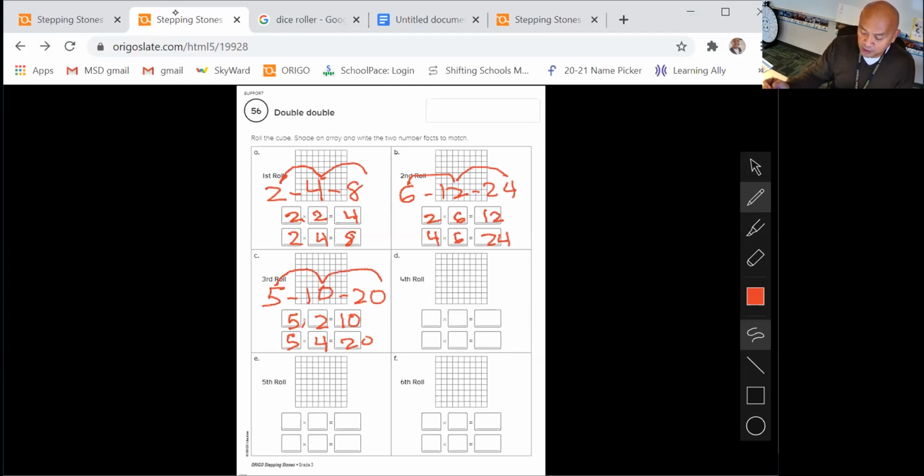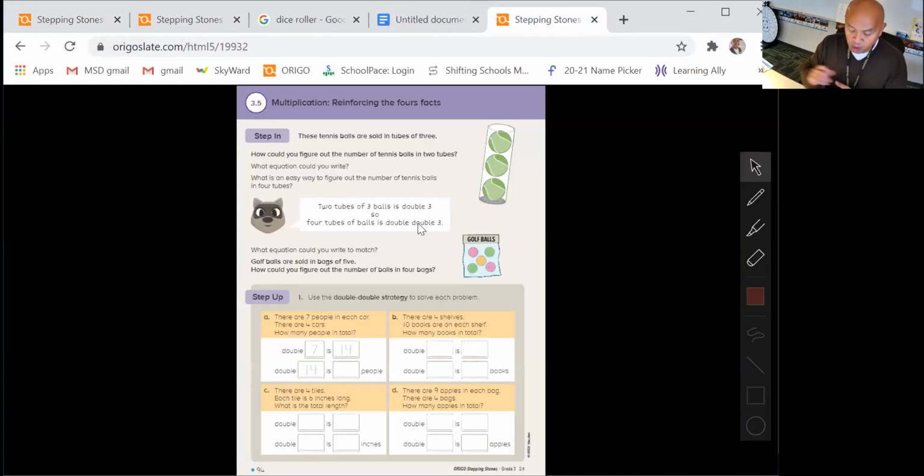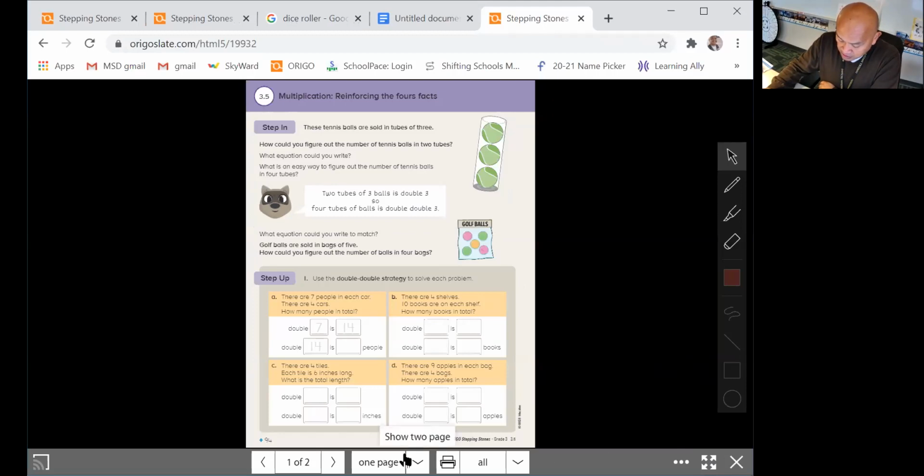Okay, let's go to our page now. That's not a page, this is a page. Okay, so go and get your Origo and go to 3.5, which is on page 94. Okay, and let me see if I can zoom in here so I can make this page a little bigger, but I don't know if I can. That's okay. So this is saying there are some word problems here. Okay, so let's look at A.